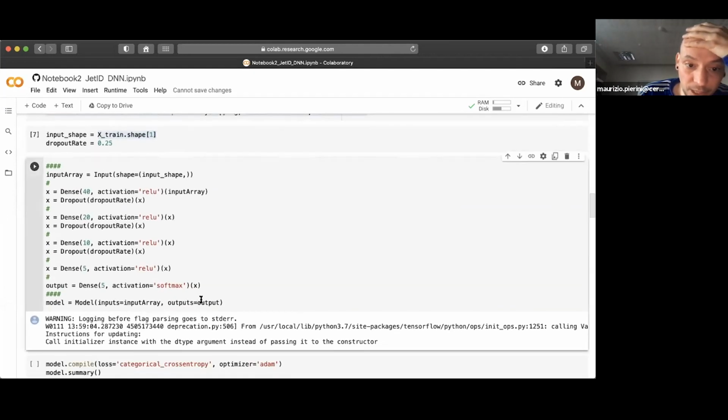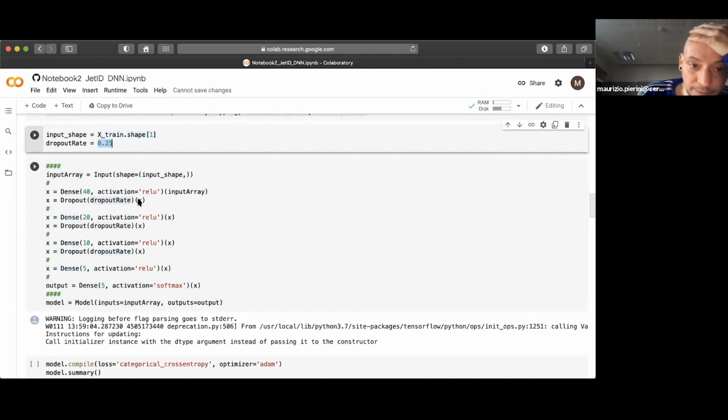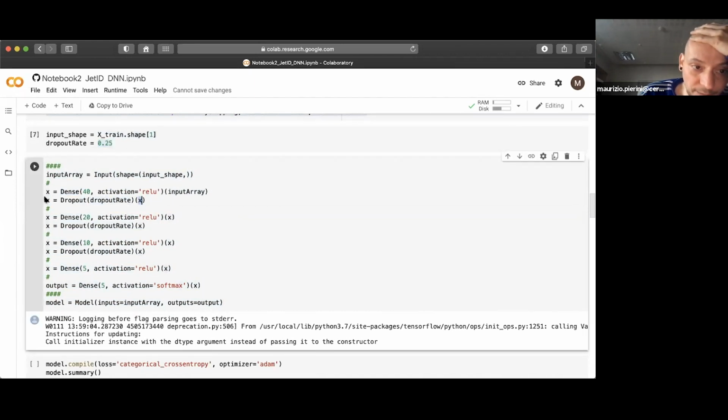So these few lines are how I built the network. There is an input array, which is the output of this operation, where I'm basically allocating an input layer. And then there is a next layer, which is a dense layer with 40 nodes, an activation ReLU that acts on the input array. And then I have a dropout layer with some dropout rate, we just put it 0.25, that acts on X. And I call this output X. So I redefine X. And then I keep doing this.